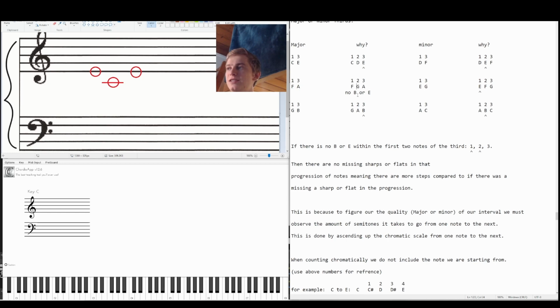Next we look at F to A, and if we spell that out, we have F, G, then A. As you can see, there's no B or E anywhere in that. So we know that we have our full progression of sharps. We'd have our F sharp, we'd have a G, we'd have our G sharp, and then we'd land on our A. So we'd have those four semitones.